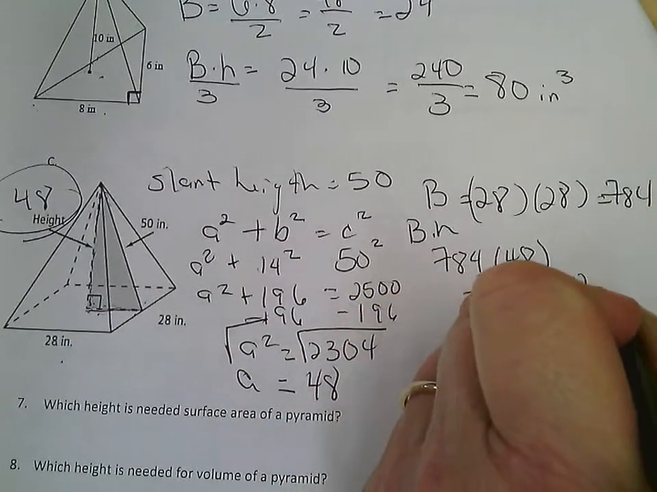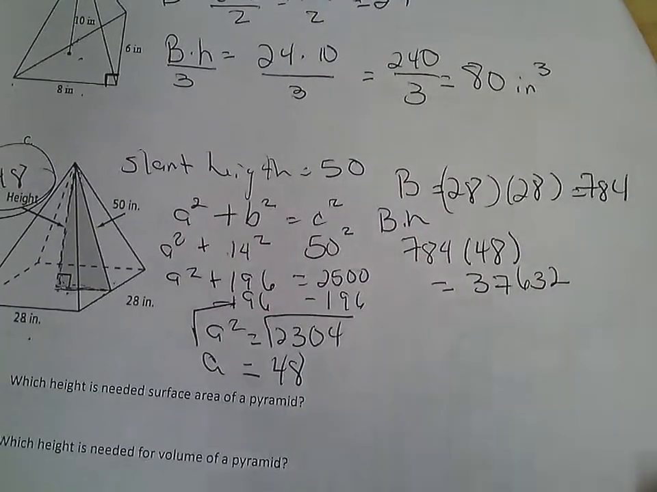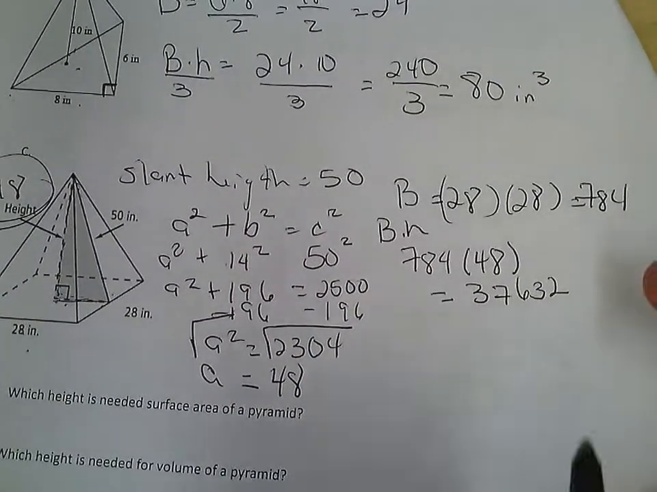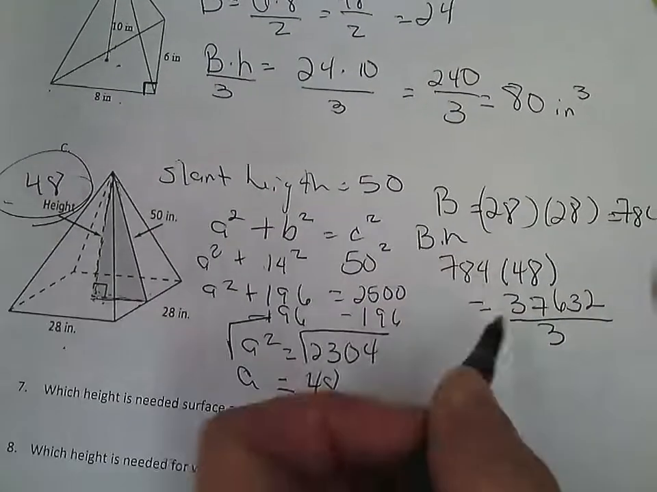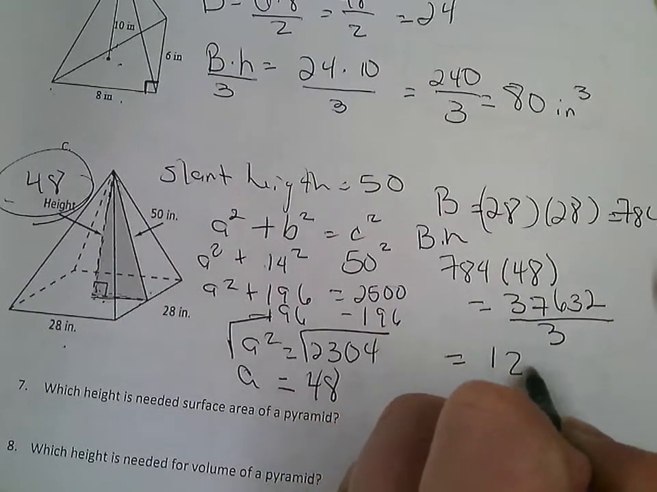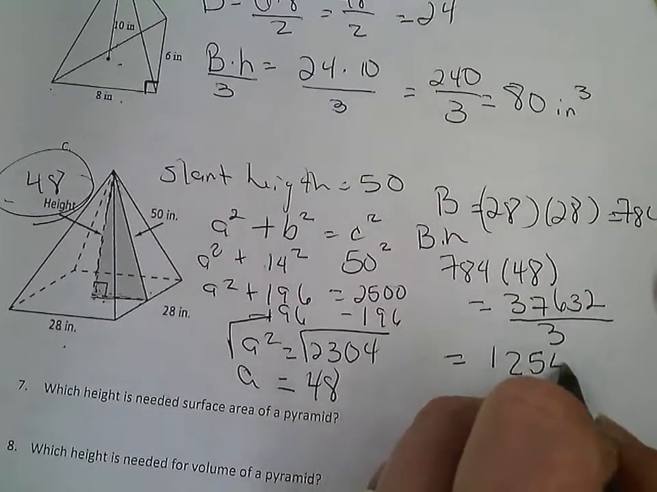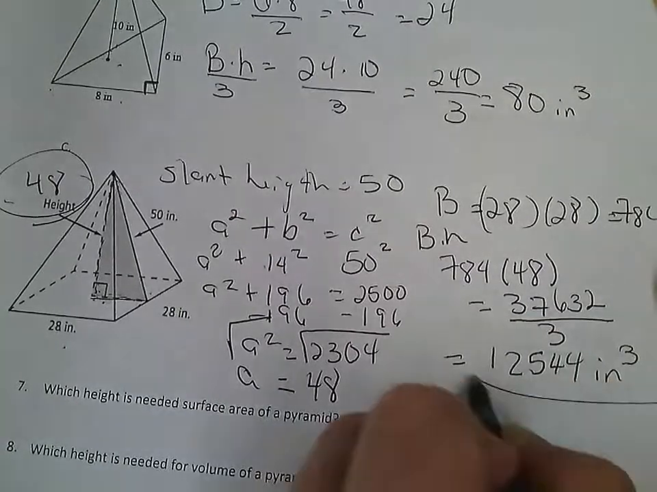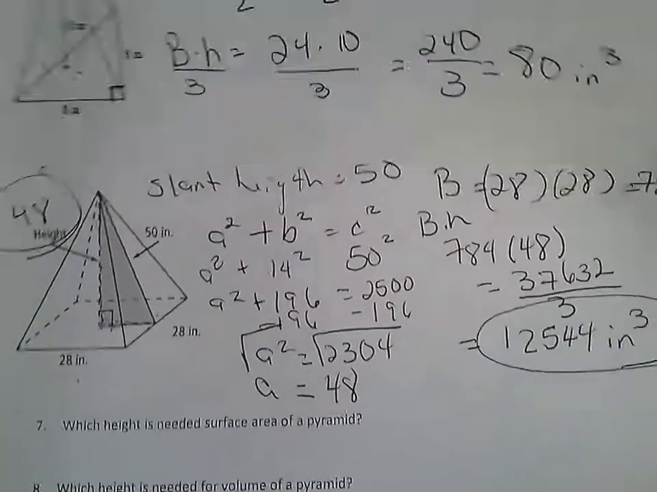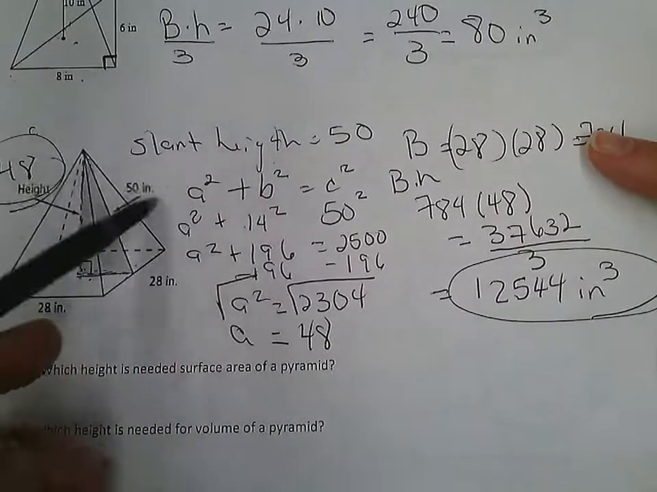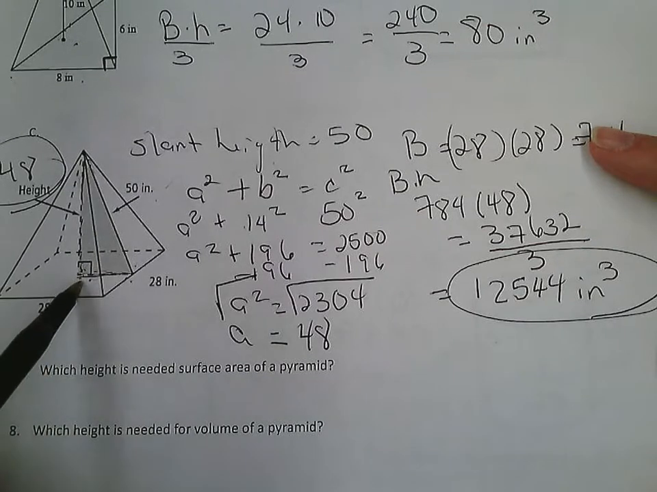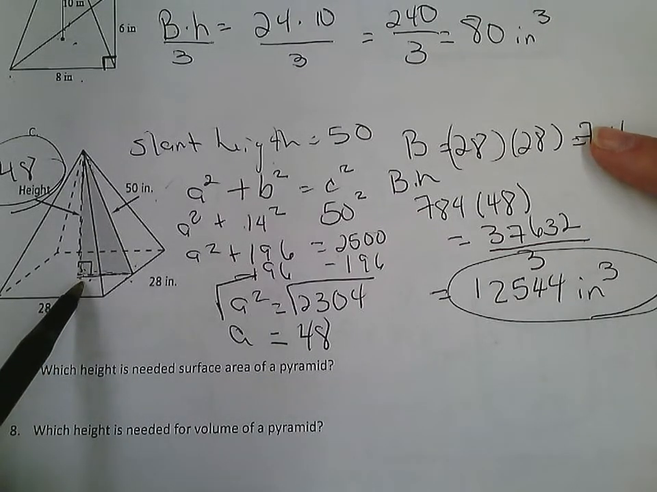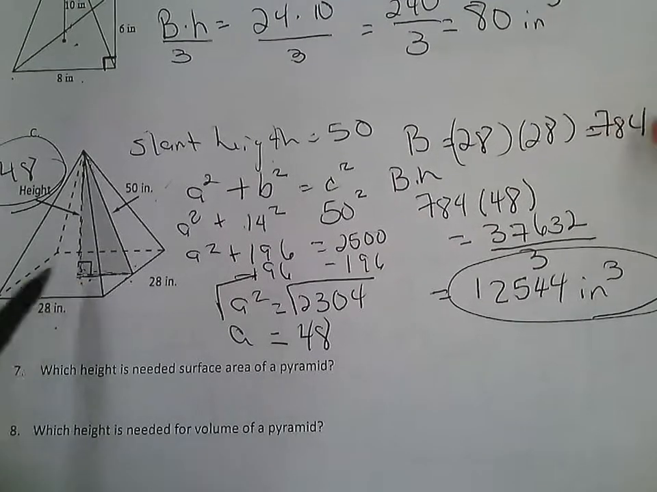37,632, which seems like a big number, but it doesn't really matter. The numbers are what they are. Divide that by 3 because we're looking at the volume of a pyramid. And that gives us a value of 12,544 inches cubed. And that's our final answer. So if you're given the slant height, which is the height of the side, in order to solve for this, we need to use the height of the inside of the pyramid in order to find the volume of our pyramid.